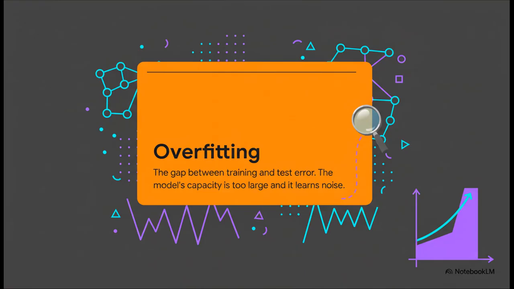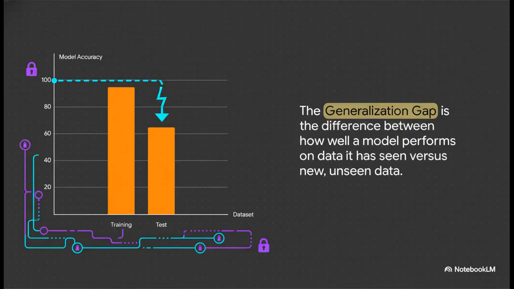The villain of our story is a little something called overfitting. This is what happens when your model is, in a way, too smart for its own good. It has so much capacity that it stops learning the general patterns, the signal in your data, and it starts just memorizing the random quirks and noise. It's like a student who memorizes the answers to the practice test but has no idea how to solve a new problem.